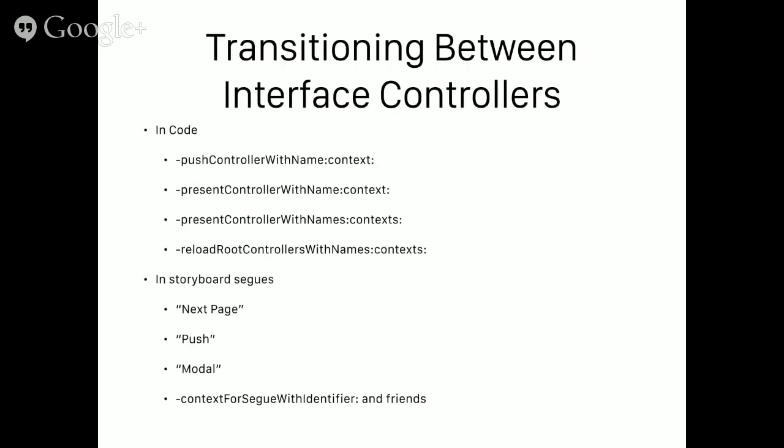But no app should have just one interface controller, unless it's a really, really good one. So you'll want to go between them. There's 2 ways. You can do that in code or in a storyboard. The storyboard segues, so just like on iOS, you control-drag and hook things up. Or in code, you can push them, present them, or reload them. It's kind of abstract, so I have another demo.